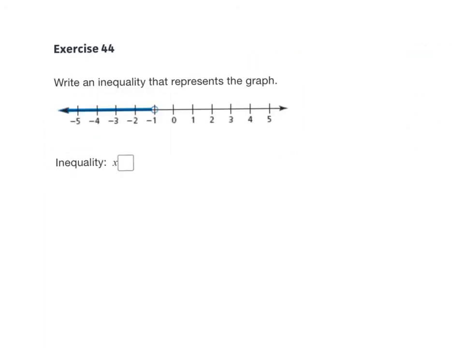44, write the inequality that represents the graph. We're going to have x. Our target is -1. Look at the end of the arrow. We know that it's going to be less than. And because it's an open circle, it's just going to stay less than.